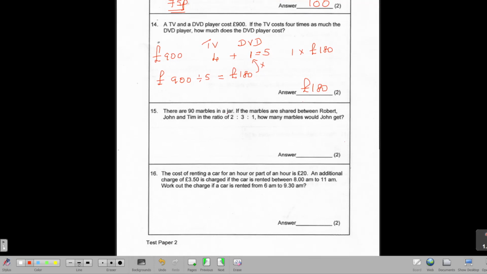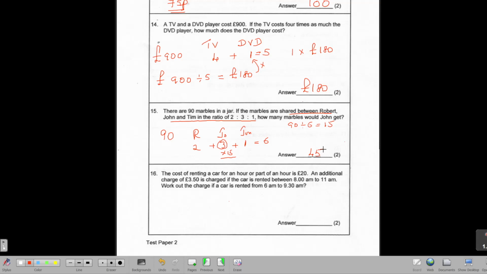Question 15. There are 90 marbles in a jar, and the marbles are shared between Robert, John and Tim in the ratio of 2:3:1. How many marbles would John get? So you add them together, which is 6. 90 divided by 6 is 15. John's share is 3, so 3 times 15 is 45.